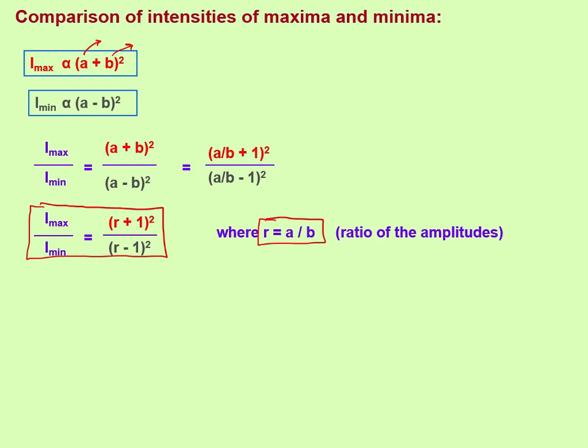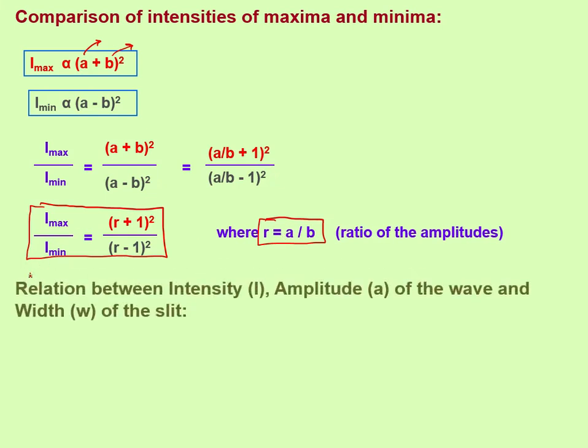Now, one more thing. This particular point you can write down in your reference notes, because this will be useful in numericals. That is the relation of intensities, amplitude and the width of the slit. We'll come to the width of the slit in a while, but right now we simply note this down: intensity is proportional to the square of amplitude, and amplitude is proportional to the root of the width of the slit.